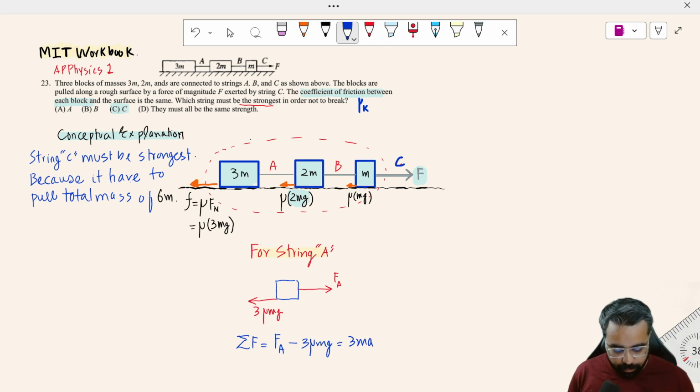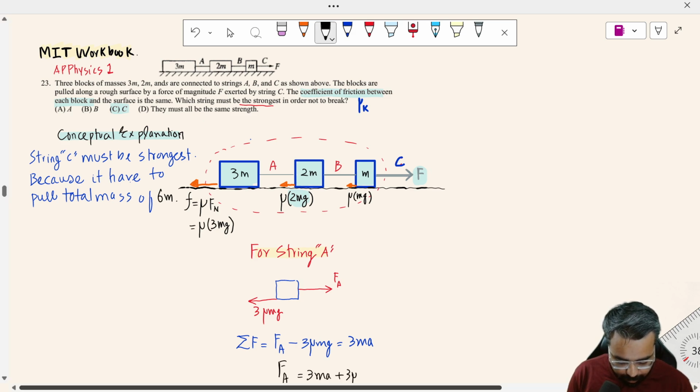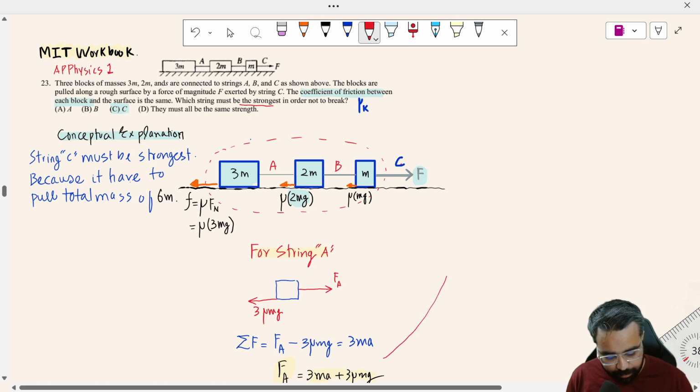With the help of this equation, I can find Fa. That is 3ma plus 3 mu mg. At the end of this video, it will give you a very good insight into this whole question, because we are deriving it. That will help you in your FRQ portion as well.